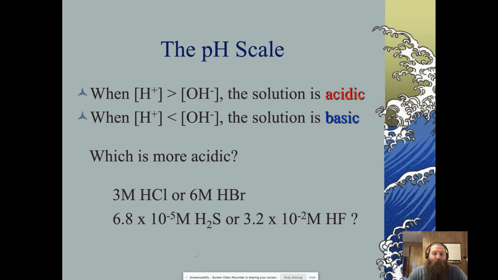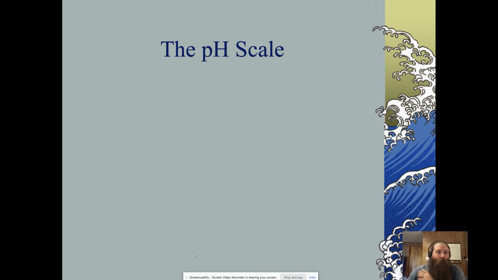6.8 times 10 to the negative 5th molar hydrosulfuric acid, or 3.2 times 10 to the negative 2 molar hydrofluoric acid. See, if you know the pH, then you can tell me that answer. But if you don't know how to go from molarity to pH, you might be in trouble. So let's figure out how to do that.